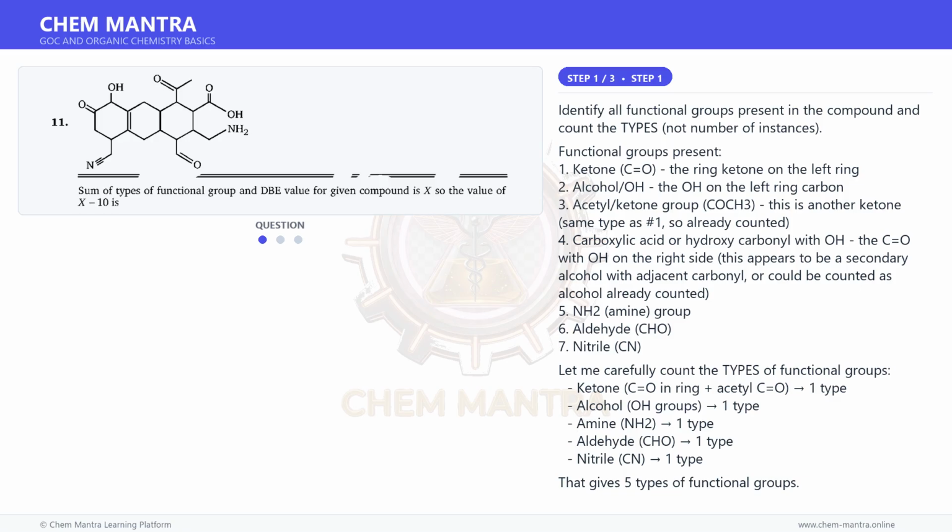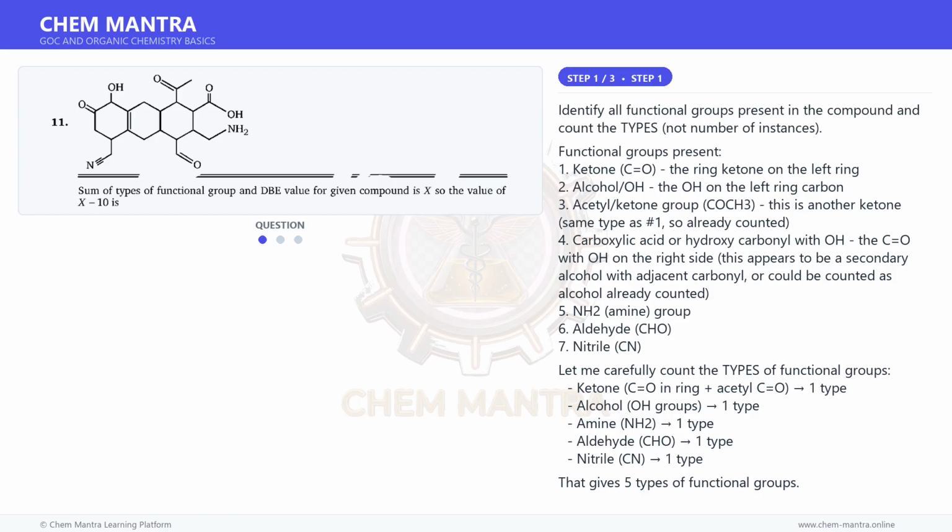Identify all functional groups present in the compound and count the types, not number of instances. Functional groups present. 1. Ketone, C=O, the ring ketone on the left ring. 2. Alcohol, OH, the OH on the left ring carbon. 3. Acetyl ketone group, COCH3. This is another ketone, same type as number 1, so already counted.